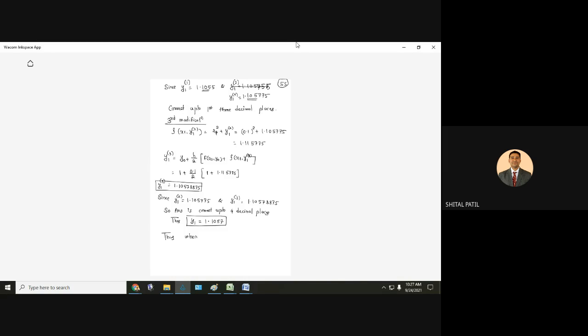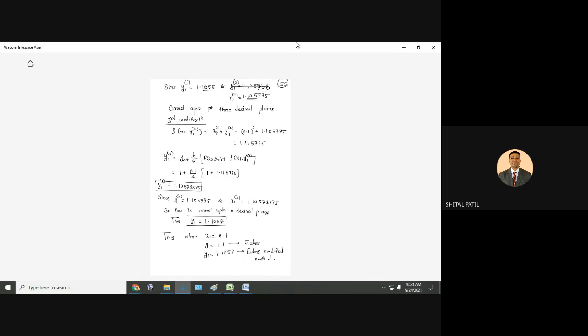Thus the conclusion is x1 equal to 0.1, y1 equal to 1.1 by Euler's method, and y1 equal to 1.1057 by modified Euler's method.